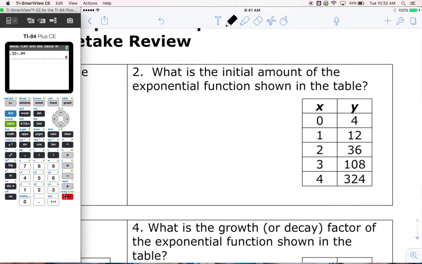Let's look at question 2. Question 2 says, what is the initial amount? Well, the initial amount happens when x is 0. So your answer here is that first term when x is 0, so your initial amount is 4.